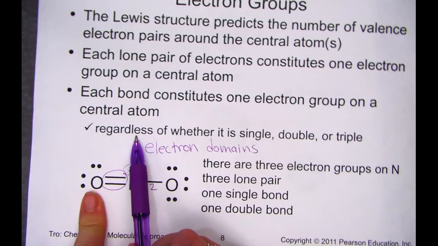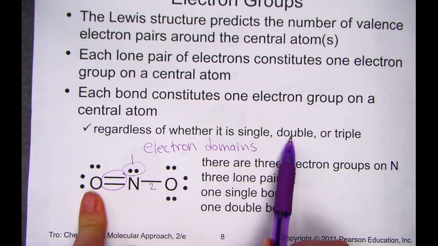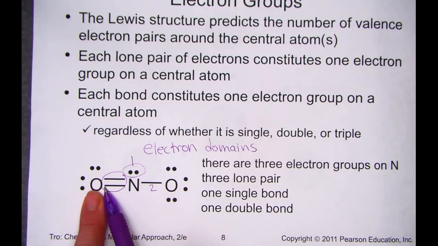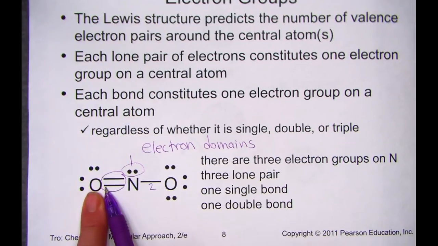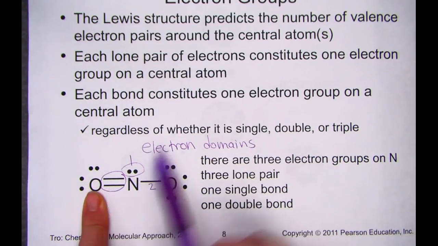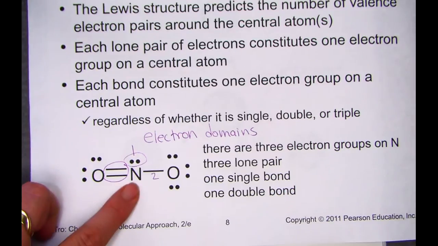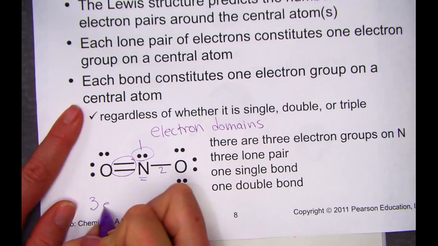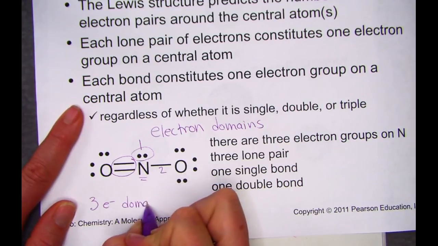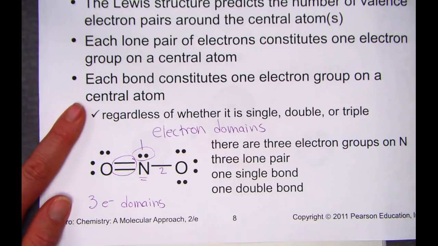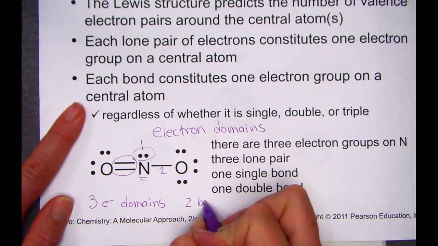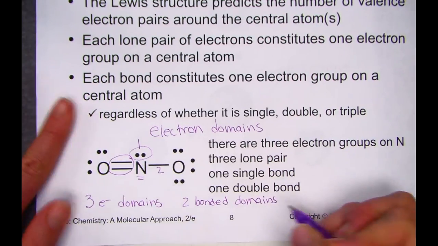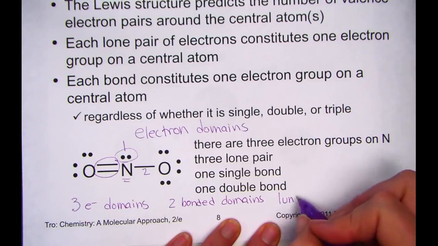Regardless of whether it's a single, double, or triple, that creates just one domain between the nitrogen and oxygen, even though it's a double bond. Now, the information we gather from this structure: the central atom is nitrogen. There are three electron domains, two of which are bonded, two bonded domains, and one unbonded domain.